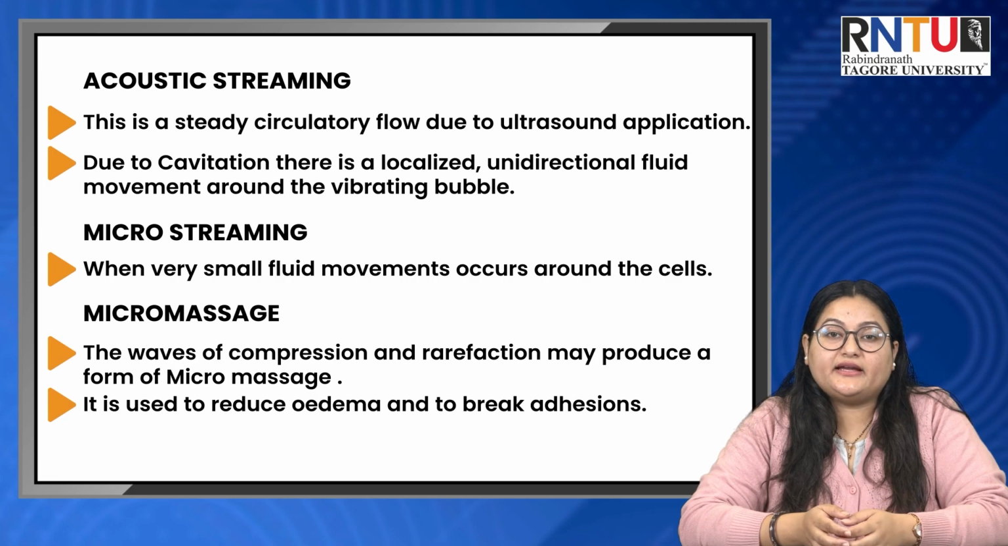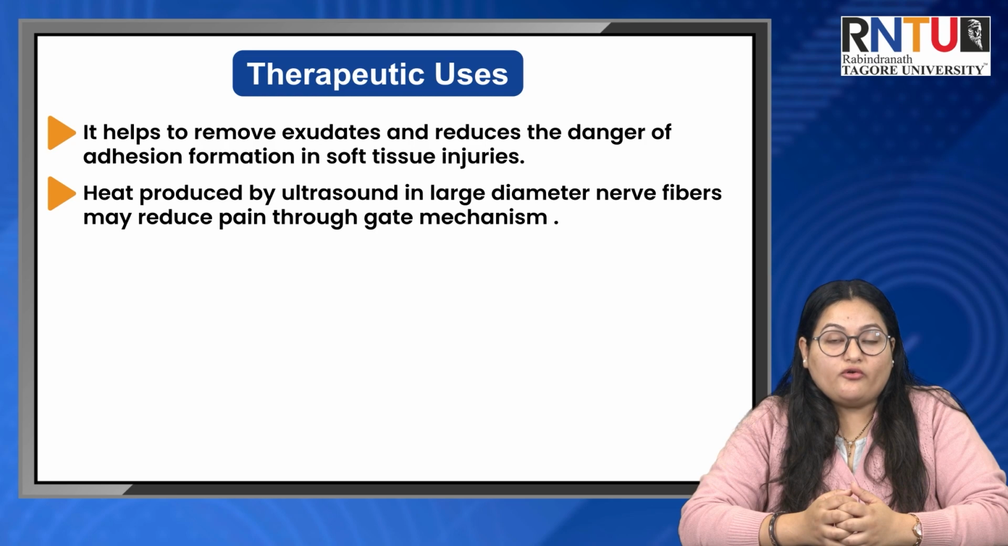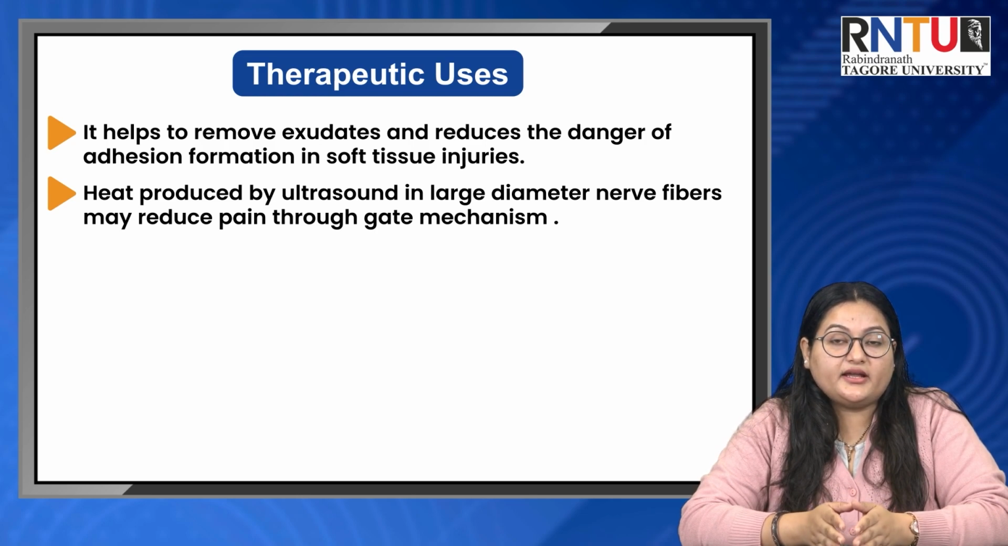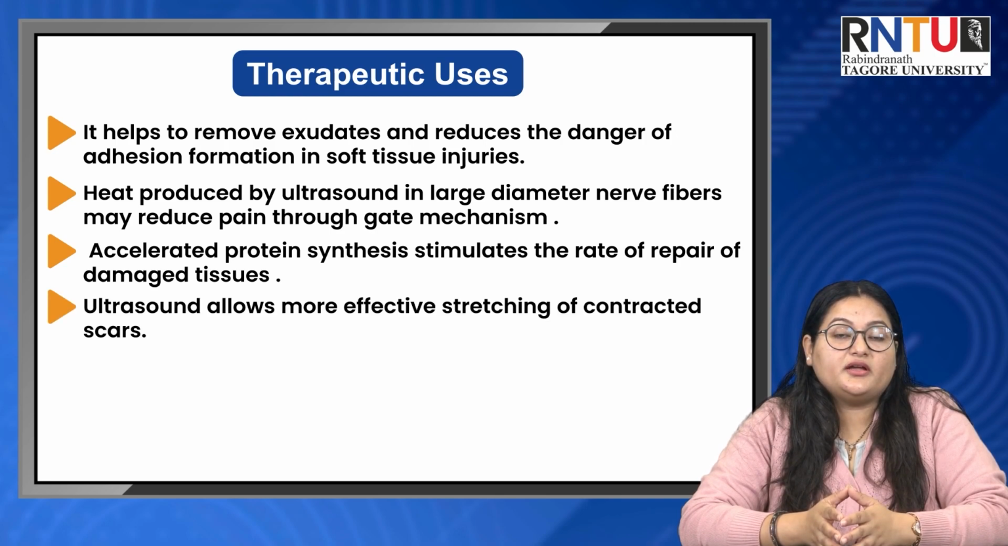Now moving to the next slide, and it is about therapeutic uses. Ultrasound is often used after soft tissue injuries as the mechanical effect helps to remove exudates and reduce the danger of adhesion formation. Heat produced by ultrasound in large diameter nerve fibers may reduce pain through the gate mechanism. It also accelerates protein synthesis and stimulates the rate of repair of damaged tissues.